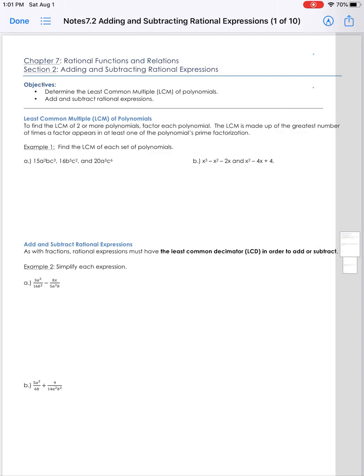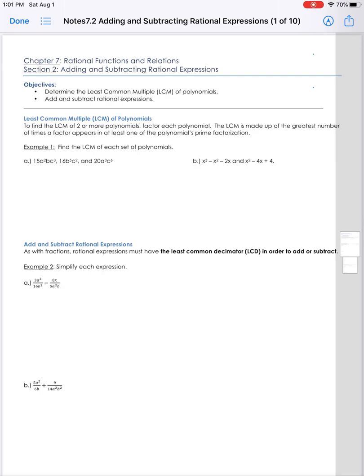So with 7-1, we multiplied and divided. With 7-2, we're going to be adding and subtracting. So what we have to do is think, when you add or subtract fractions, what do you need to get? You need a common denominator, and we're going to have to do the same thing here. So that's called your least common multiple, but we're going to be doing it with polynomials.